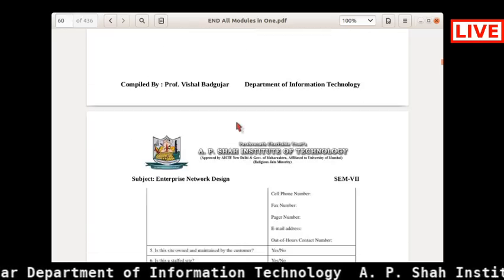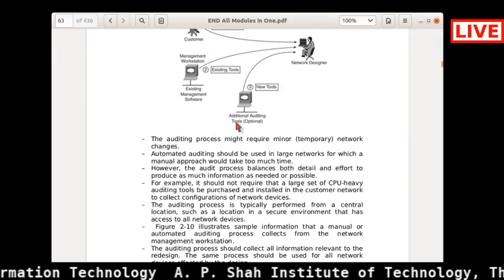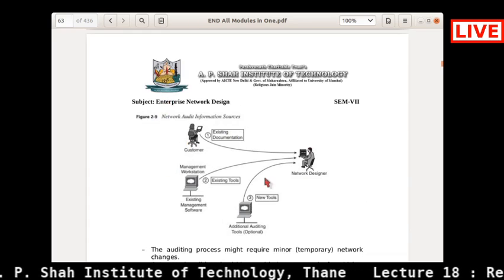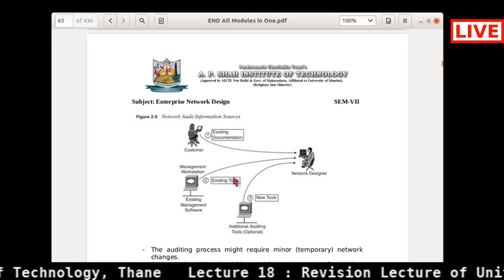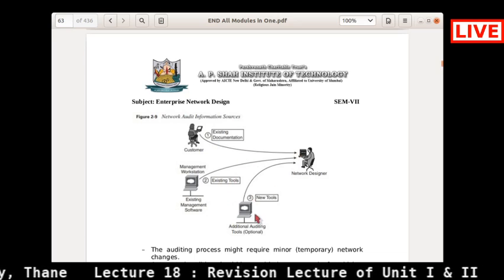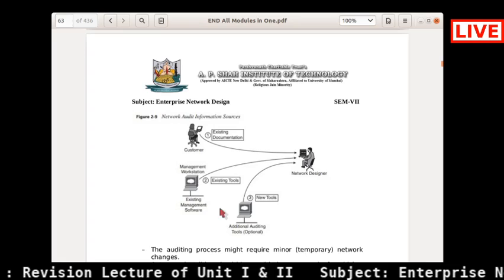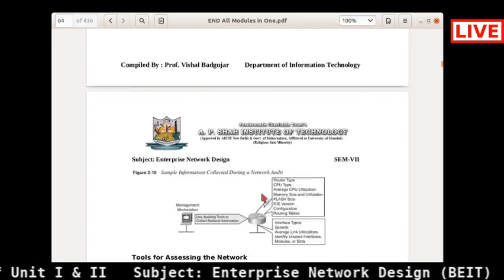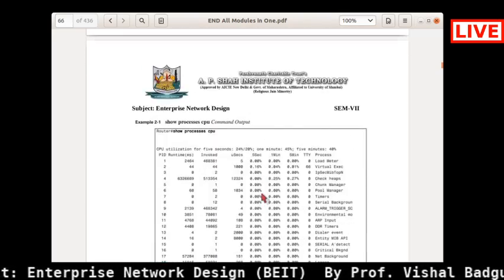And then we will move forward to this particular audit information sources. What are the different steps under this? The existing documentation, existing tools can be used, any new tools can be used to gather information from this particular existing network. So these steps can be used to form a question. Then what are the different tools?